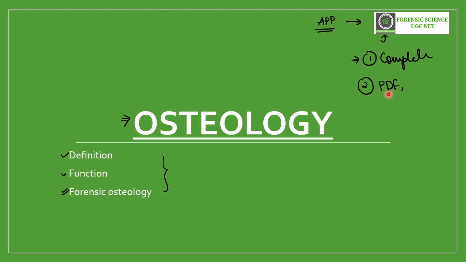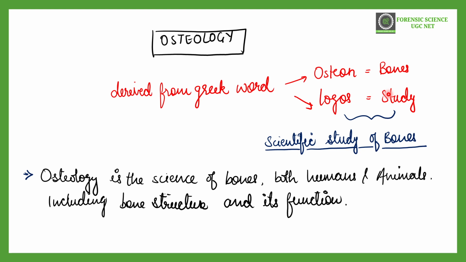We'll start with osteology. So what is osteology? The word osteology comes from Greek. We have two words inside it. The first word is osteon, which means bones. The second one is logos, which means study. So collectively we can say osteology is a scientific study of bones.